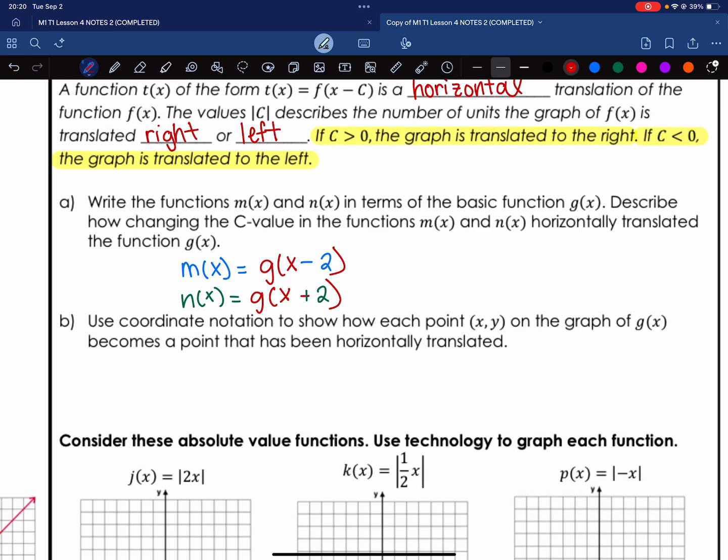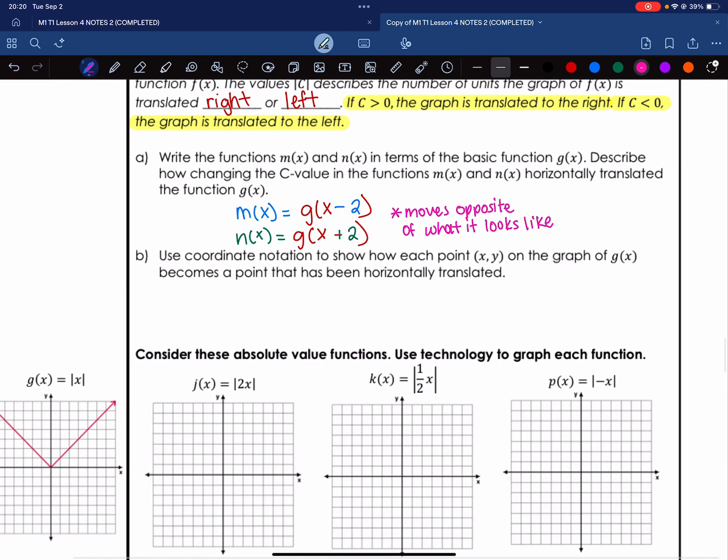Great, so again, when we have the minus 2, we're going to the right. When we have the plus 2, we're going to the left. So again, it moves opposite of what it looks like. There we go, if that's helpful.